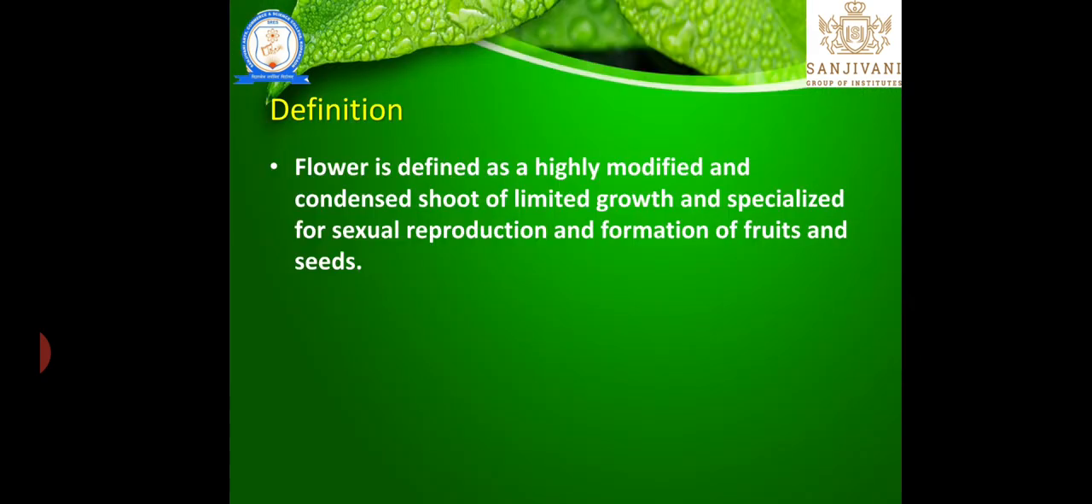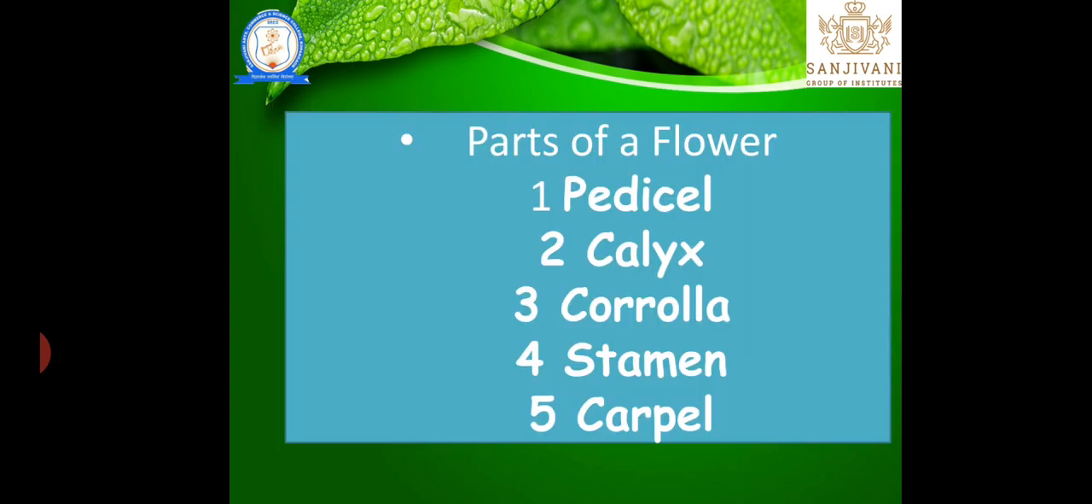First we have to see the definition of a flower. A flower is defined as a highly modified, condensed shoot of limited growth, specialized for reproduction and the formation of a fruit and a seed. That is known as a flower.